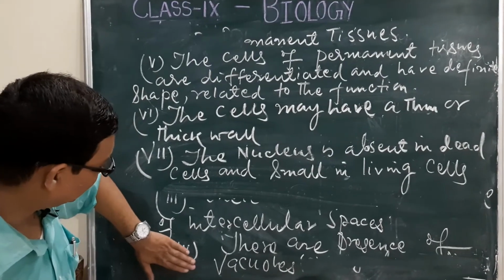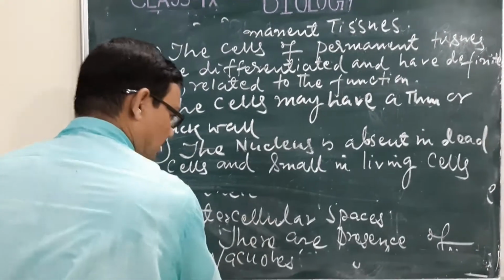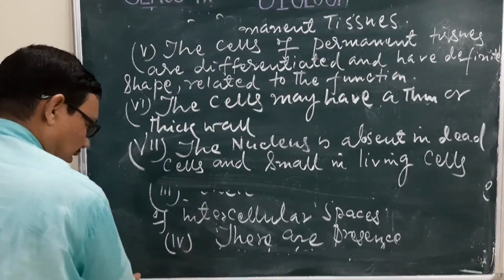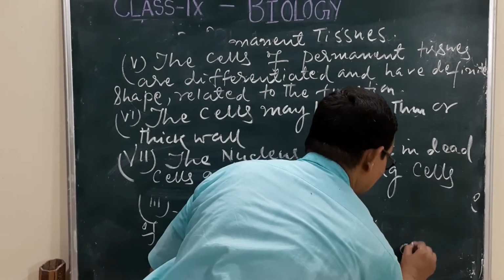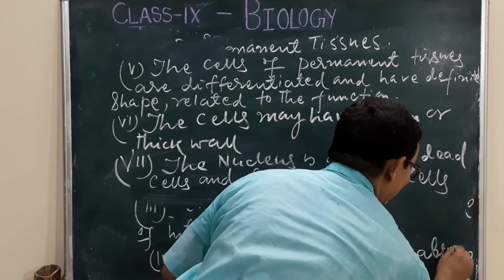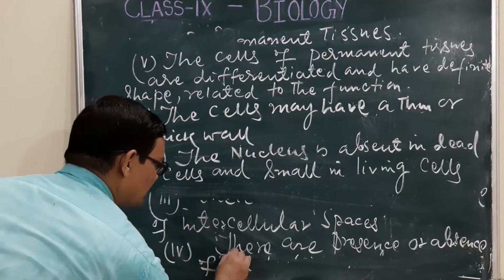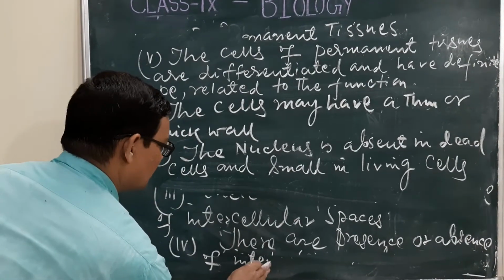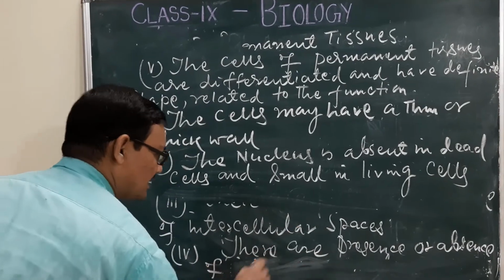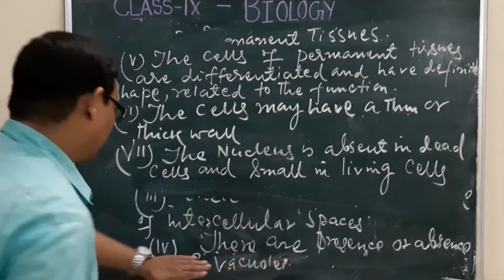Now, number 4th, there are presence of vacuoles. You also can write here in this way, it is the mistake here. There are presence or absence of intercellular spaces. No, regarding vacuole, we are talking about vacuoles. So, there are presence or absence of vacuoles. So, these are the number 4.